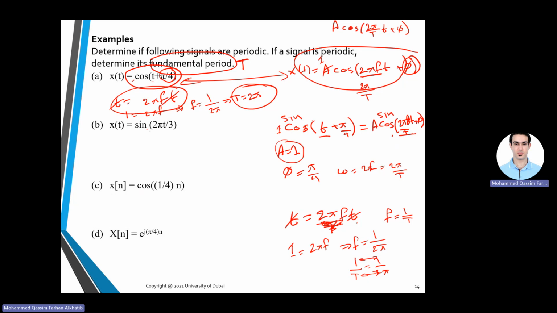This one is similar. Try to solve it on your own. C and D, we'll solve them all. Try B.